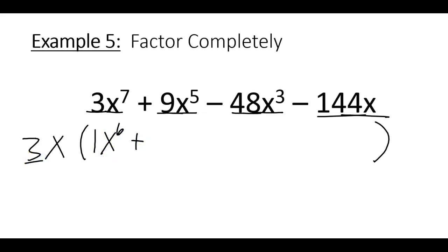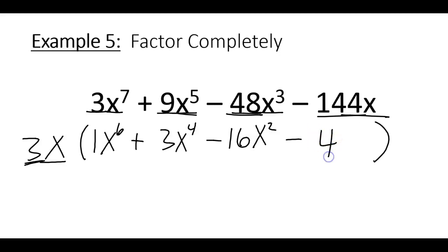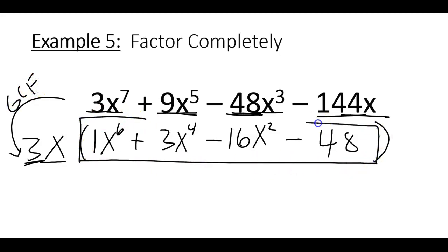9 divided by 3 leaves me with 3. X to the 5th divided by x is going to leave me with x to the 4th. And so on. Negative 48 divided by 3. And then 144 divided by 3, let's see. 3 goes into 14 4 times with 2 left, 24, so that's 8, and then no more x's. So there's that. All right, but we're not done. I just did the GCF to get from here to here. But now let's take a look at what's left here.